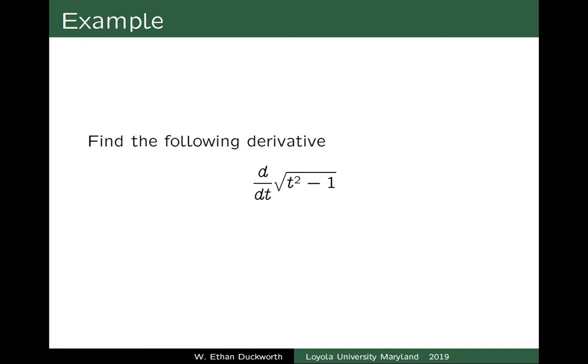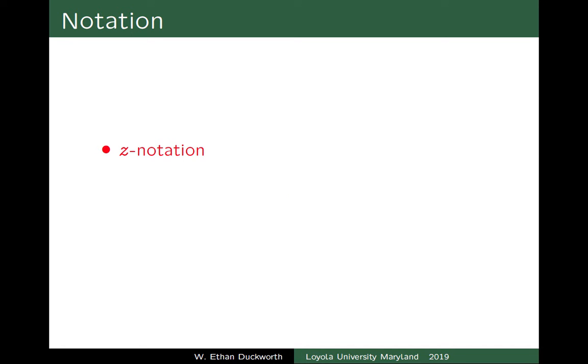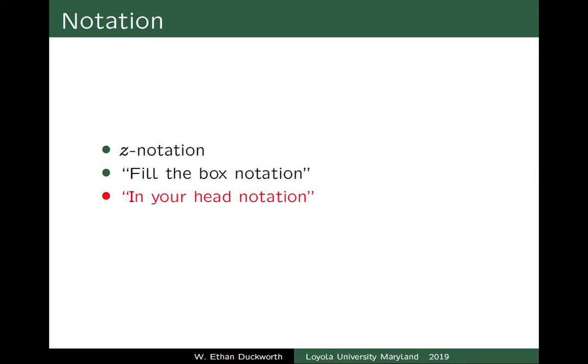In this example, I'm going to do a chain rule, and we'll find the derivative of the square root of t squared minus 1. And I'm going to do it in 3 different ways, using the z notation, the fill the box notation, and what I call the in your head notation. And I would not encourage a student to do it all 3 ways.